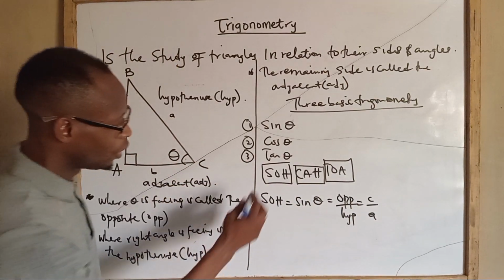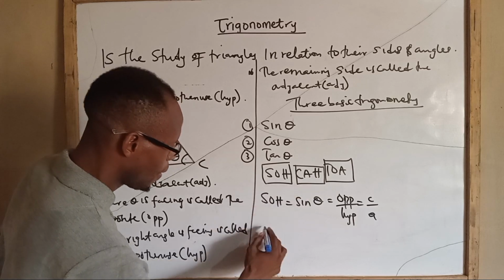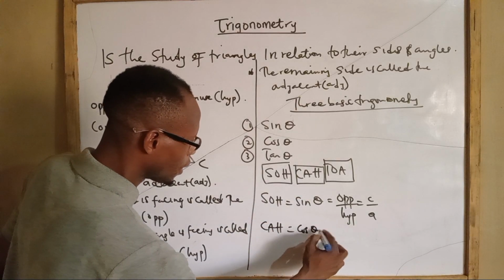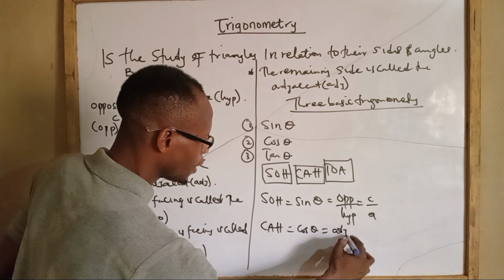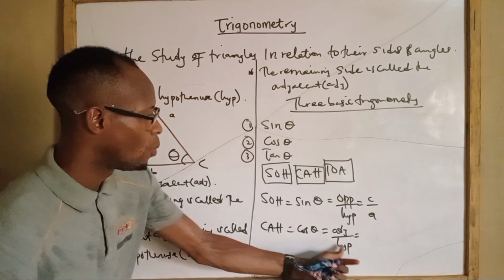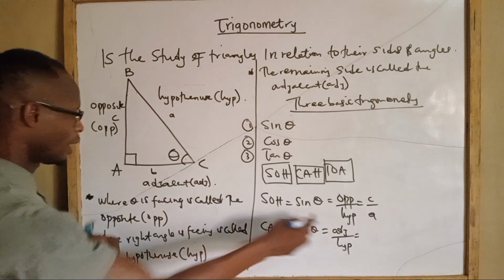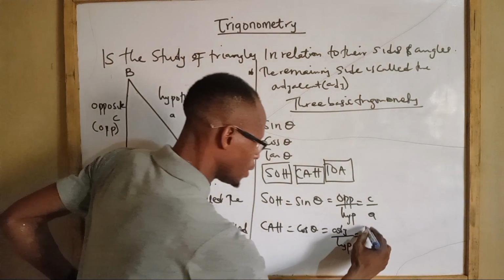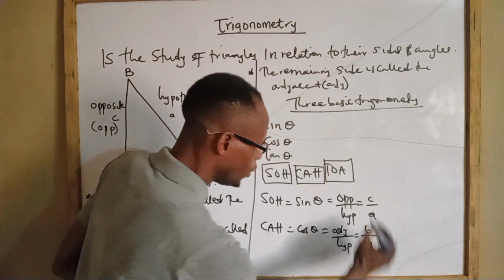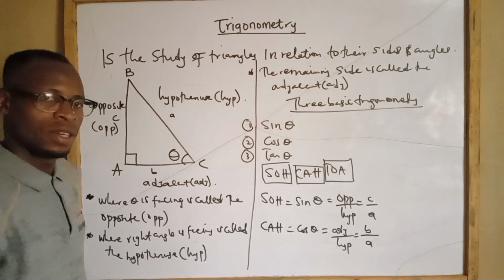Okay? So the other one is CAH. C represents the cos. Cos theta is equal to, then A represents the adjacent, then the H represents the hypotenuse. So of course, if you go back to this triangle again, the adjacent here is B. That will be B all over, then the hypotenuse is what? A. B over A. Okay, are we following?